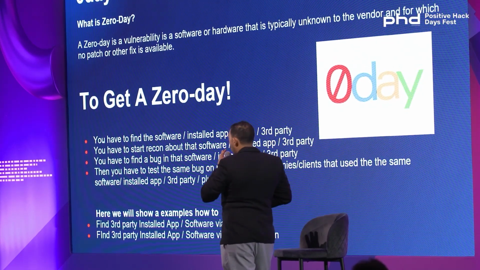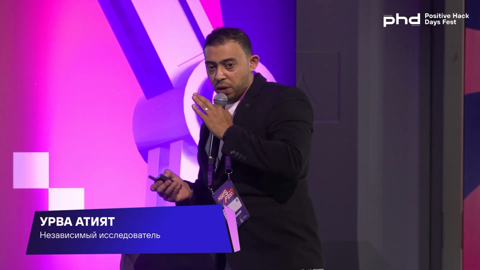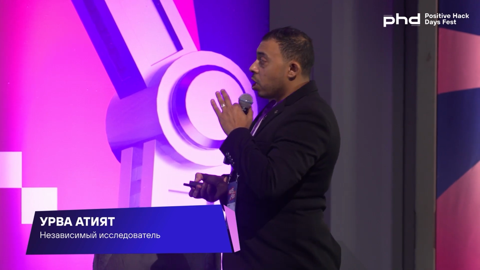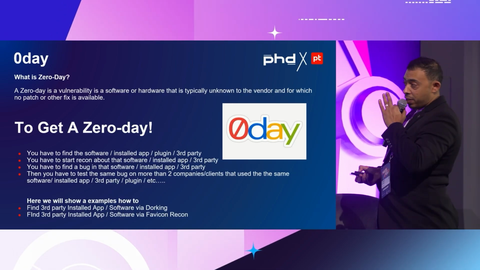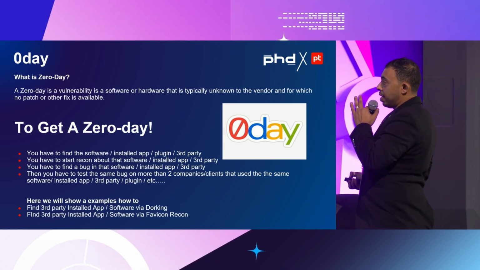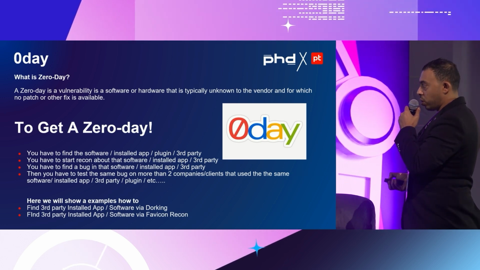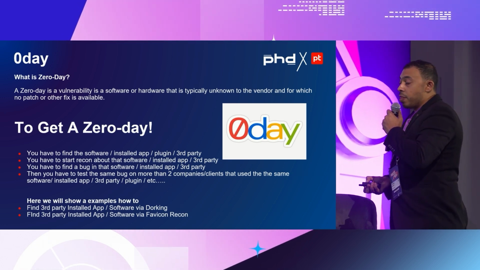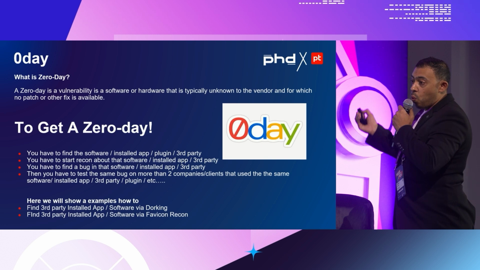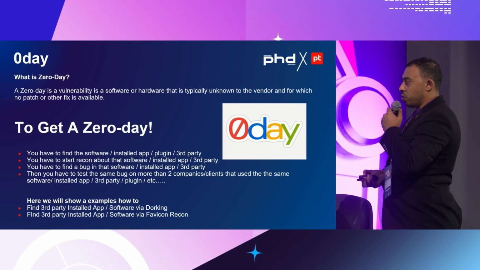First of all, we have to find a software. Now I'm going to talk about zero-day in software, not hardware or plugins. You have to find the software, installed app, plugin, or third party. You have to start recon on that software, installed app or third party. Then you have to find a bug in it. Then you have to test it in more than one or two apps. And then you have a zero-day.